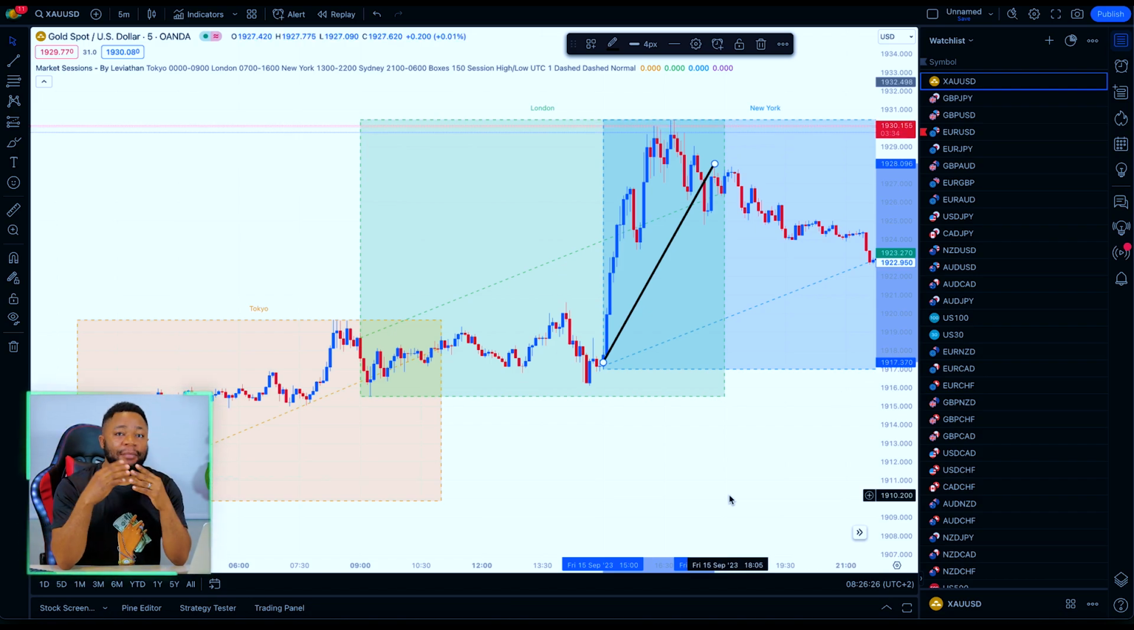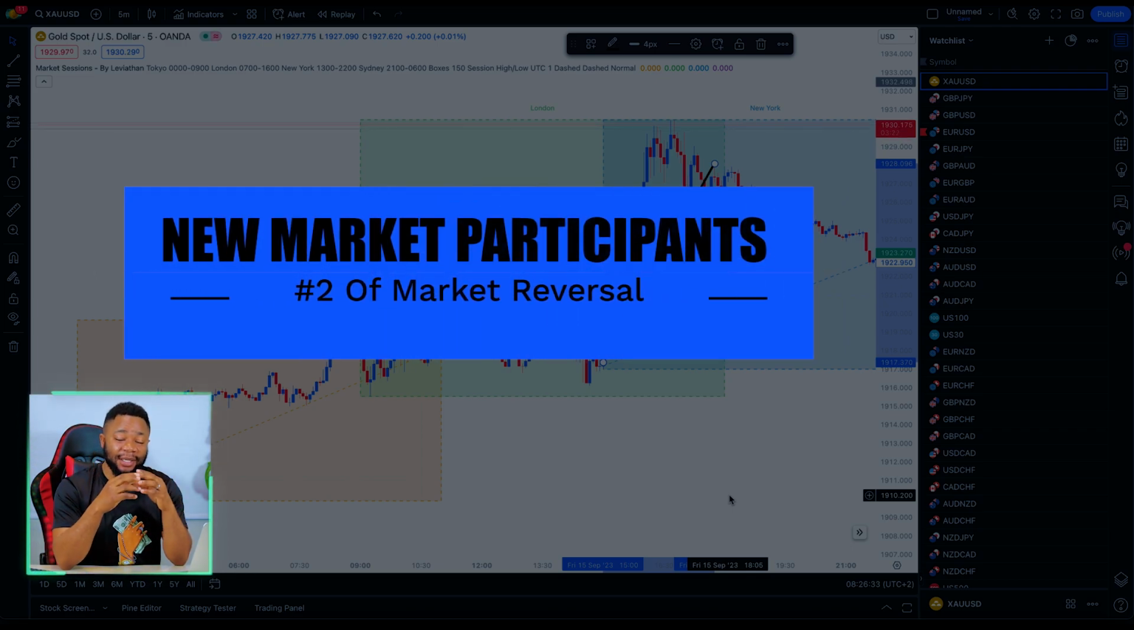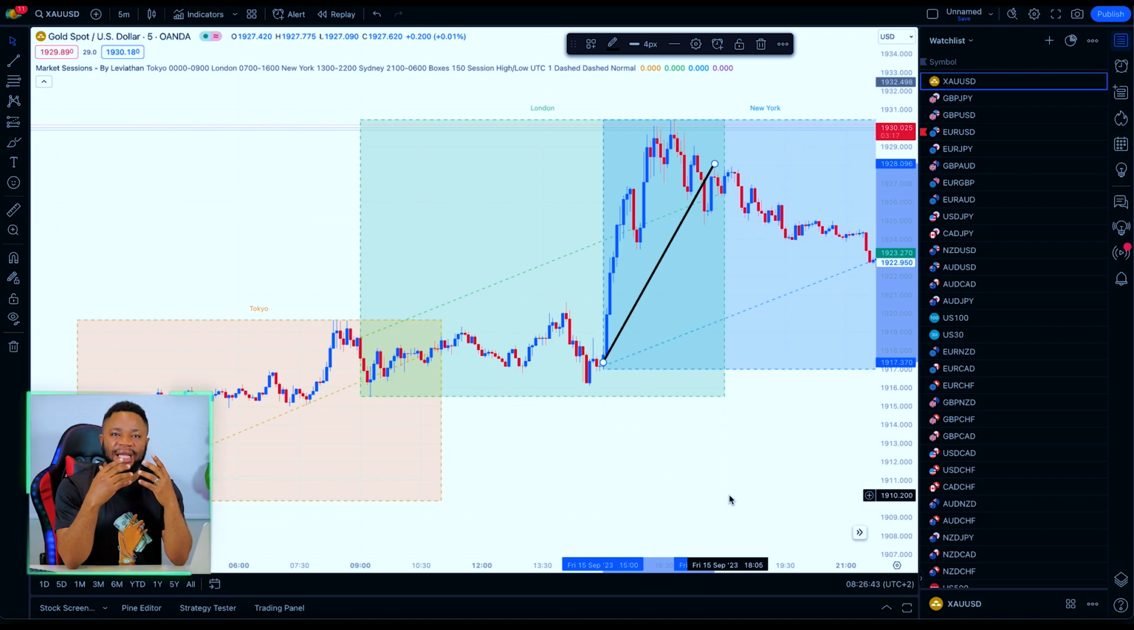The second point where the market tends to reverse at the start of every major market session is due to new market participants. You need to understand that at the start of every major market session, like the London session, the New York session, the Tokyo session, there are many big traders, like hedge funds, that only trade during these market sessions. So the start of a new session comes with new market participants with a lot of liquidity, which most of the time tends to change the direction of the market.